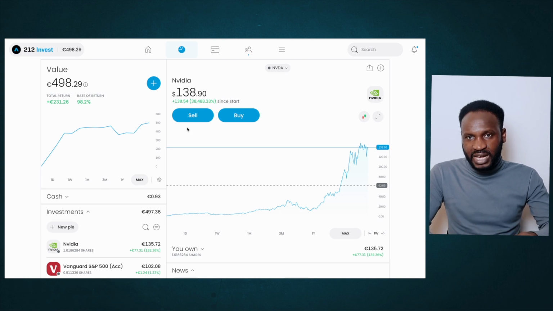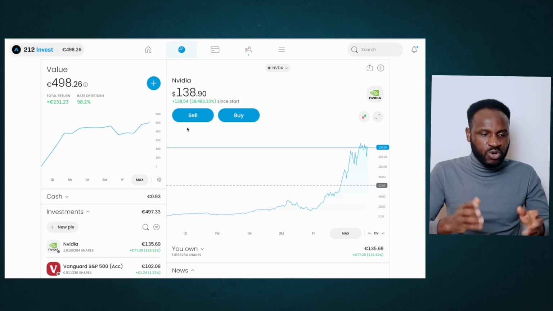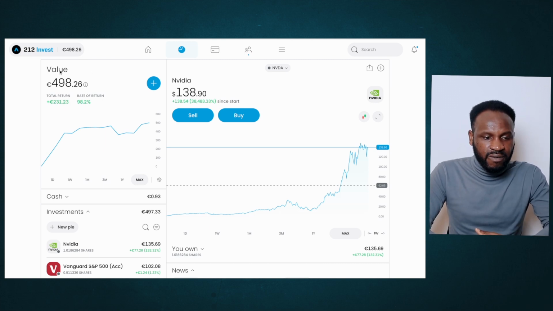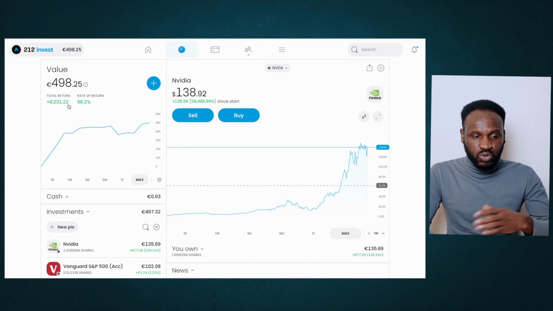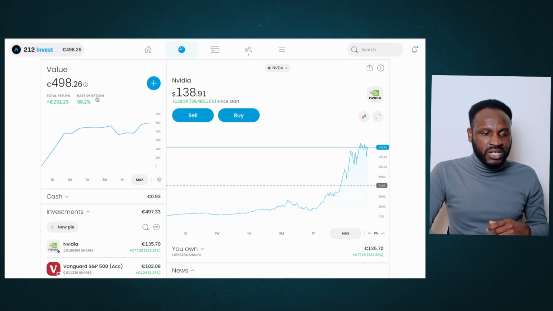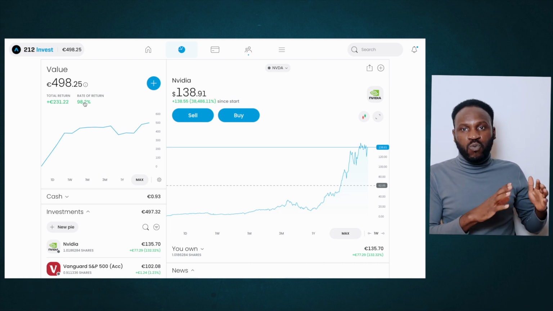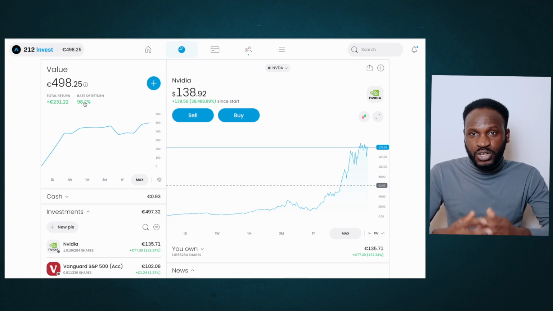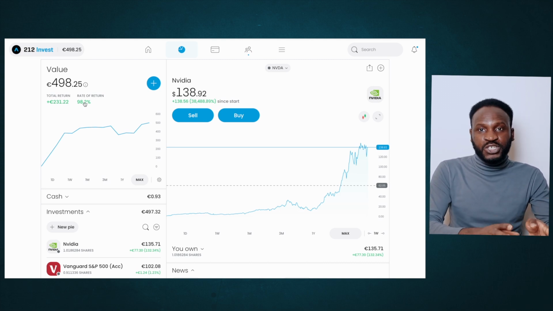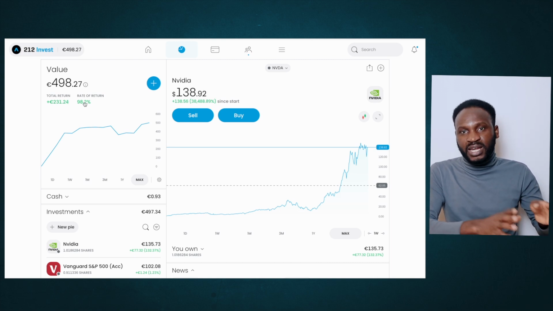Let me show you proof that I have made money from this business. It's not just me running my mouth. You can see that this is my volume, the amount of money you have in your own account. And as you can see, the total return of my investment is 231 euros and 22 or 23 cents. You can see there. And the rate of return is 98%, which means I have almost made about half of what I have invested in my shares and ETF. This is my shares and ETF combined, so it's not just only shares.